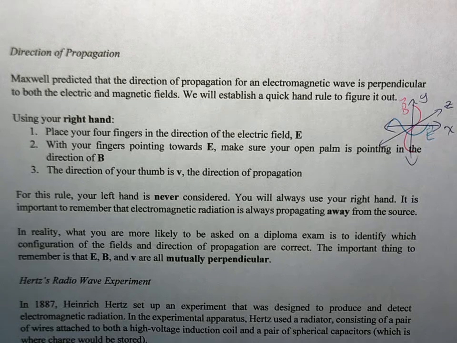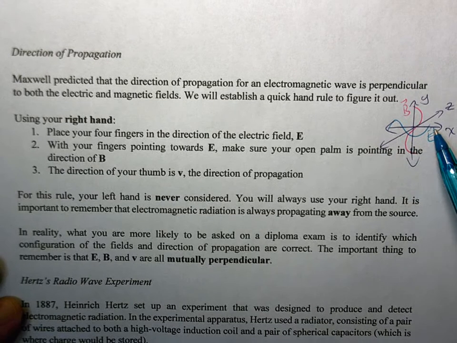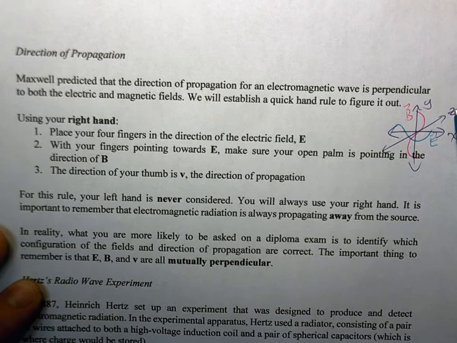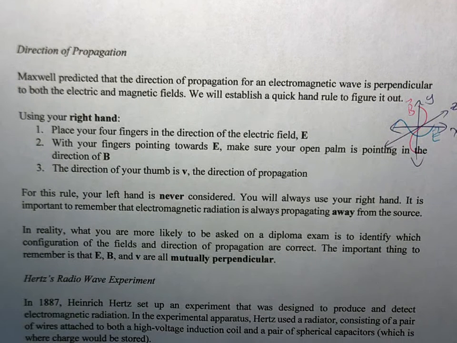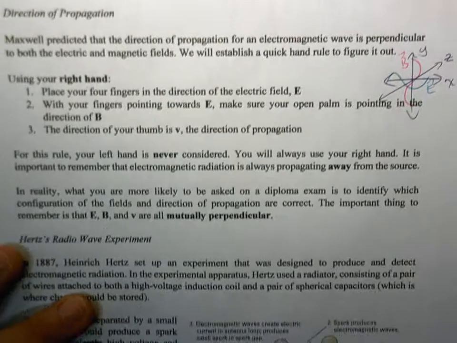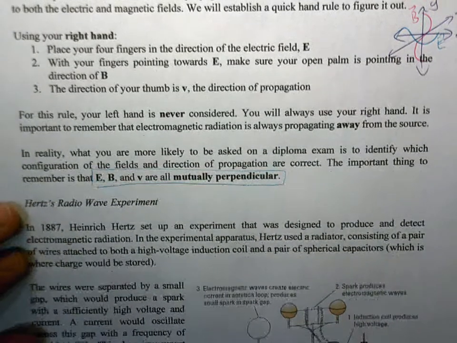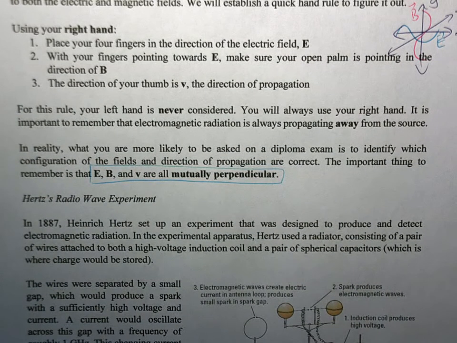So what they may ask is which one of these three planes are you going to find the direction of propagation? Well, all of these have to be perpendicular to each other, B, E, and V. So if the y and x planes are already occupied, that's telling us that the direction of propagation would have to be in the z plane. They're most likely not going to ask you if it is positive z or negative z. All you really need to know is that it's going to be in the z plane. And this all comes from that important point that the electric field, the magnetic field, and the direction of propagation or velocity are all at 90 degrees to one another. They are all mutually perpendicular.